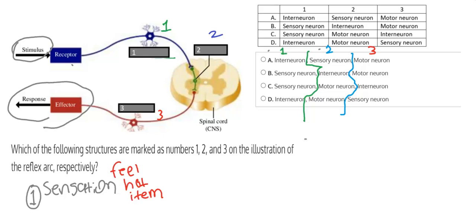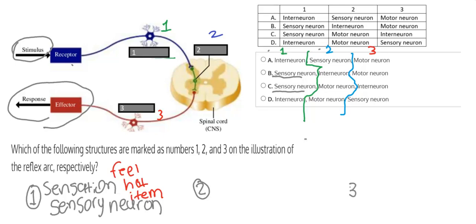Well, it is a sensation, and this would involve the sensory neuron. So sensory neuron, we know would be our first option. So we have sensory neuron there. So now after you feel the sensation, we have to get to another step to then have an effect and a response. So we'll come back to option 2.